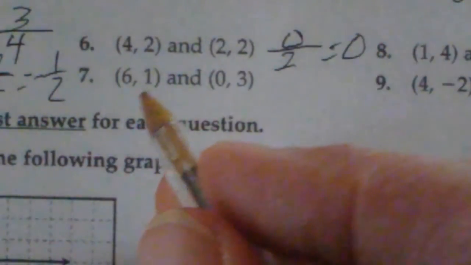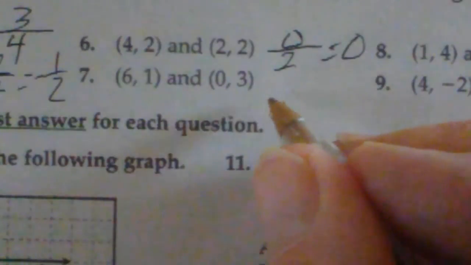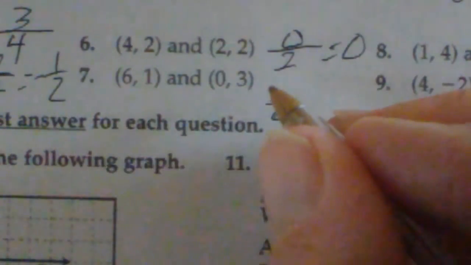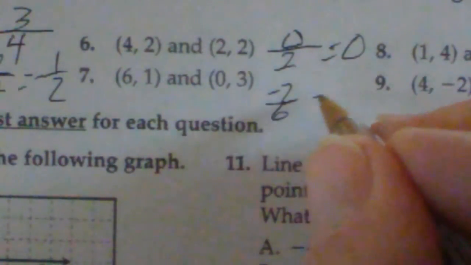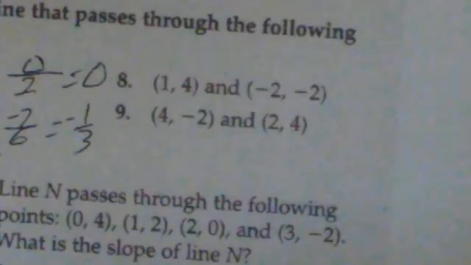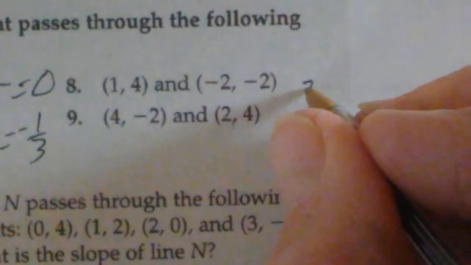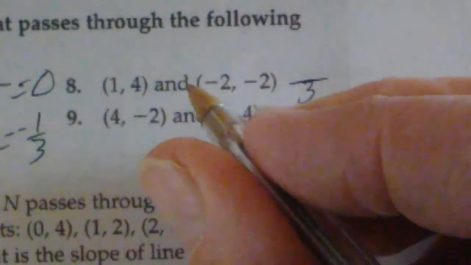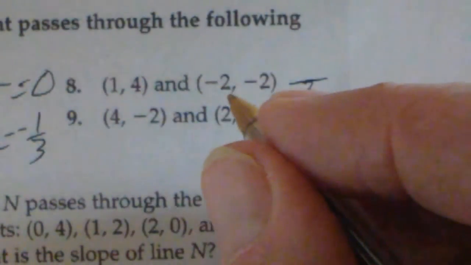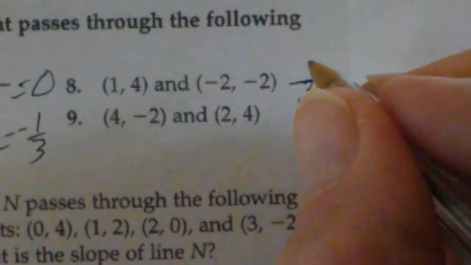Yes, a horizontal line. Okay, 6 minus 0, 6. 1 minus 3, negative 2. Negative 1/3. 1 minus a minus 2 is plus 3, because you're going to subtract a minus 2, which means you add 2. 4 minus a minus 2 is 4 plus 2 is 6.